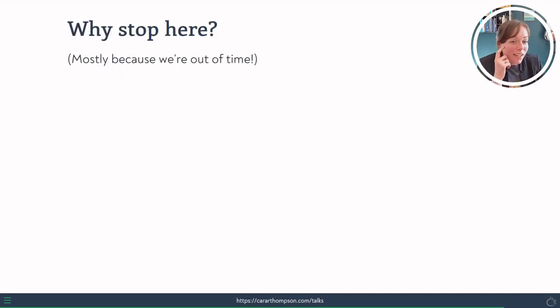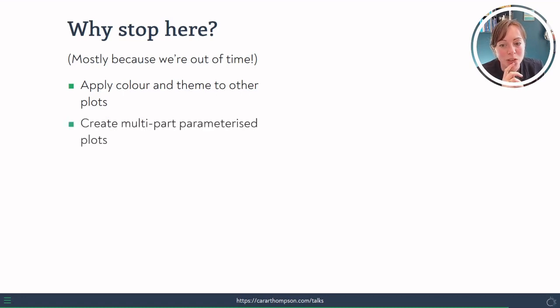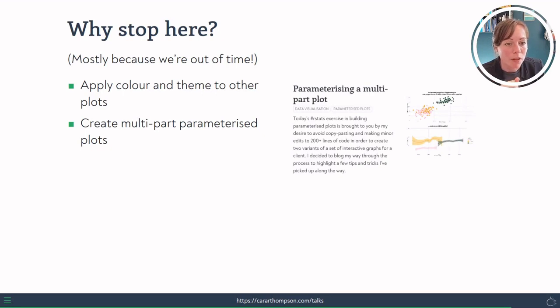You might say, why stop here? Well, probably because we're running out of time, but you can apply colours and themes to other plots. Now that we've got those sorted, you can create any plot and call the penguin colours that you've got and call the demo theme that we have, and it should work for you. You can also create multi-part parameterised plots, and there's a blog post on my website on how to do that if you want to look into it.